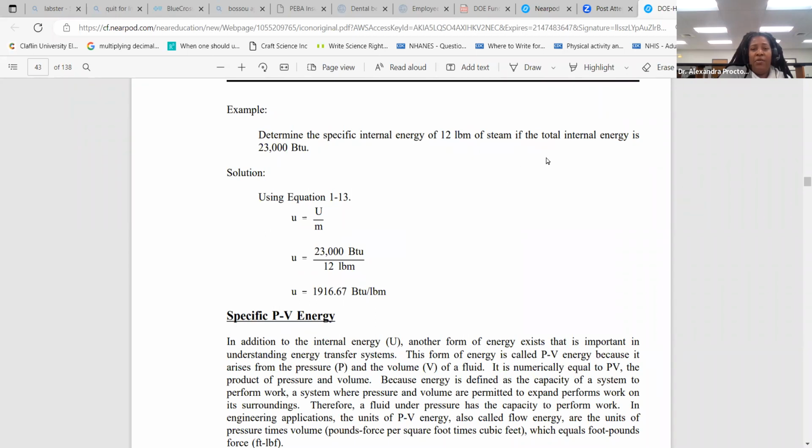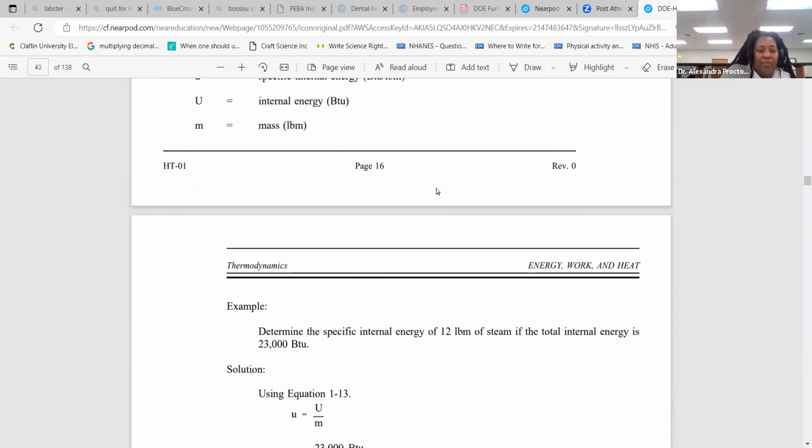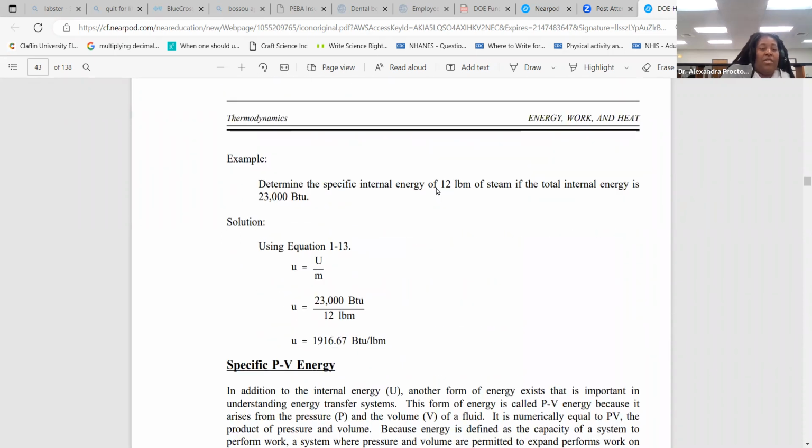All right, so they give you the mass of the steam. They give you the total internal energy. And so you have to find the specific internal energy. So that's your unknown. They give you the total internal energy and they give you the mass of the steam. So you have to keep those straight.